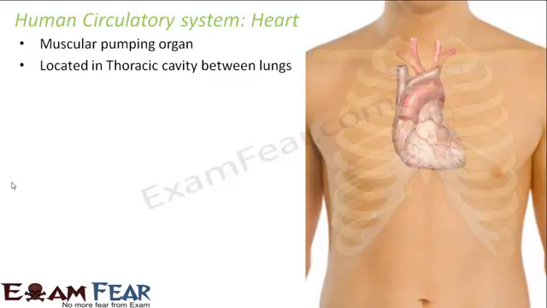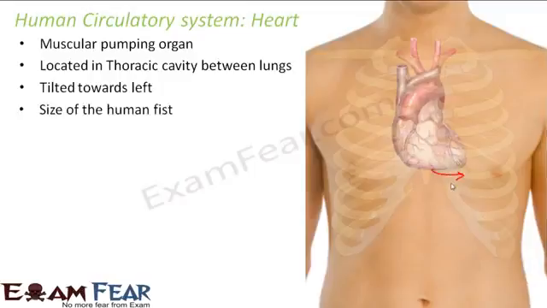So in the respiratory system, we saw that there are two lungs which lie in the thoracic cavity. Somewhere in the middle of the two lungs is present the heart, which is slightly tilted towards the left. So if you look here, you can see that the bottom of the heart is slightly tilted towards this side. The size of the heart is approximately the size of a human fist. So if you make a punch with your hand, you can just get an idea about the size of the human heart. Weight of the heart is around 300 grams.